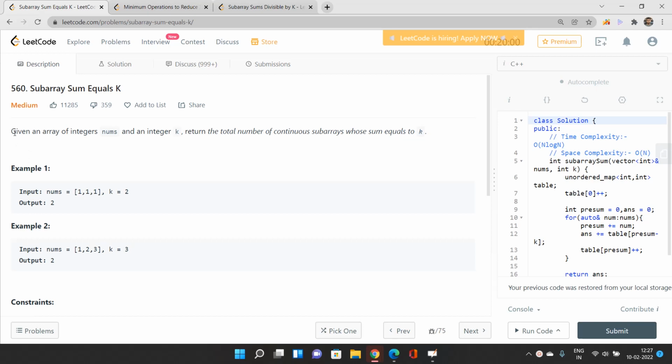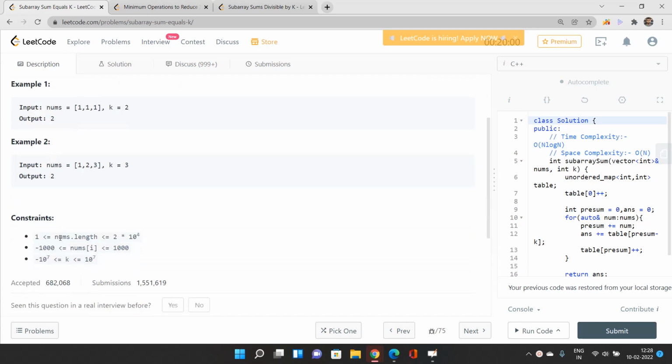So let's begin. Given an array of integers nums and an integer k, return the total number of continuous subarrays whose sum equals k. We need to consider every subarray. A subarray is actually a continuous segment of the given array. We need to find its sum, and if that sum is equal to k, we need to count all those subarrays whose sum equals k.